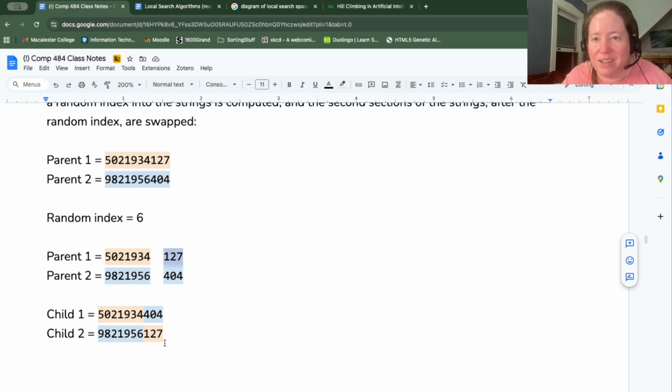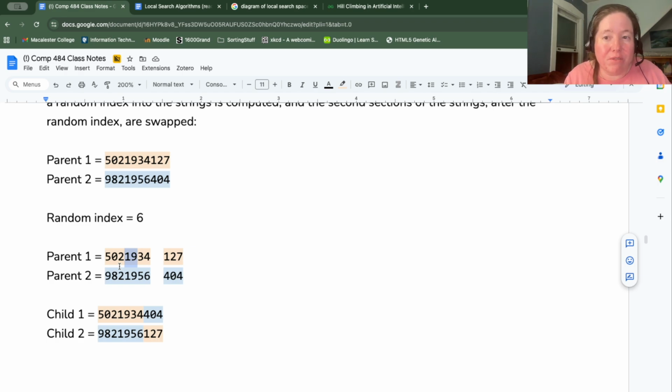Now, why would this work? Isn't this really disruptive? Well, it can be, but oftentimes what you find is that there are subsections of this encoding that kind of go together. And so maybe it's a combination of the 5 and the 1 and the 9 that cause this to be a high performing individual. And when they are relatively close together in the string, they are preserved from one child to another most of the time.